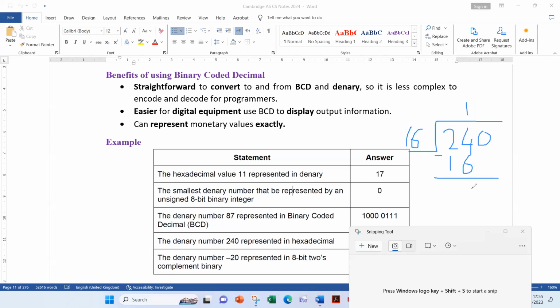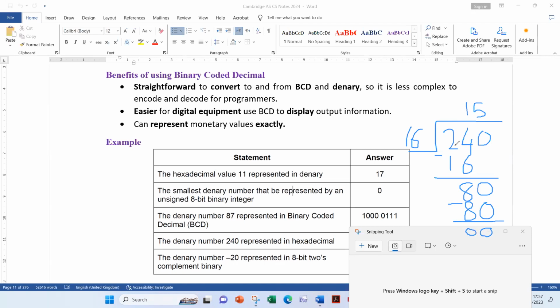And this is 6, isn't it? 24 minus 16. No, this is 8, I guess. 24 minus 16 is 8. And then let us pull down the 0. Okay, 80 divided by 16. 80 divide 16, you get 5. 5 multiplied by 16 is 80. Subtract, there is no remainder.